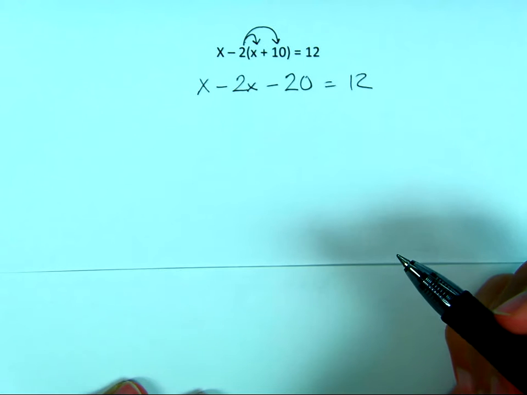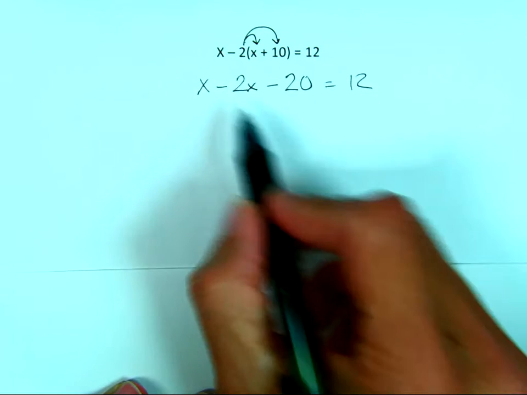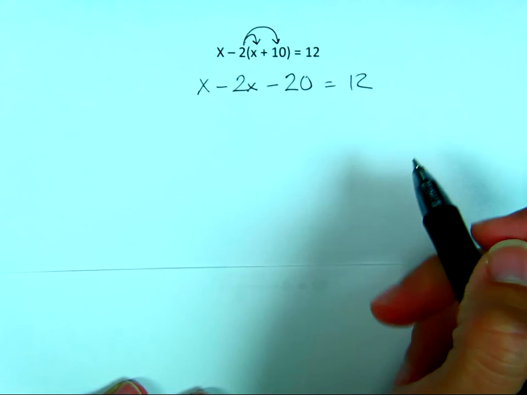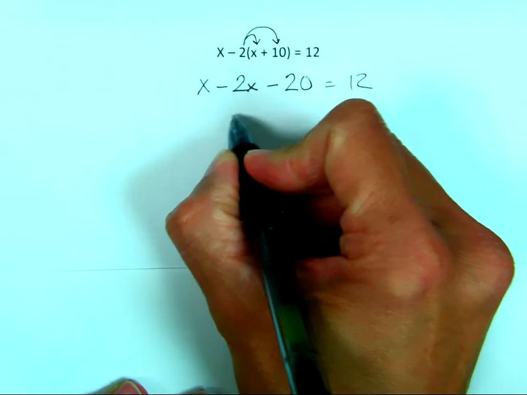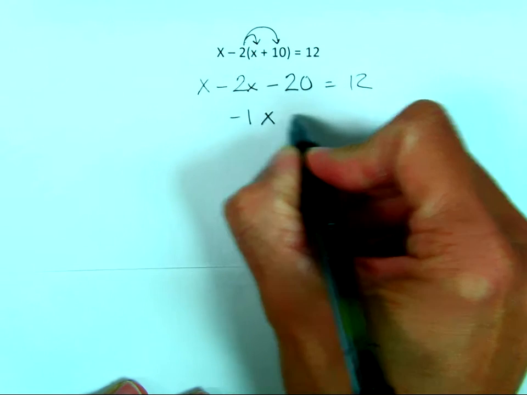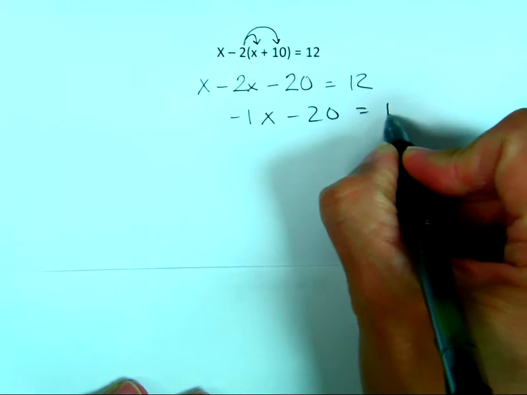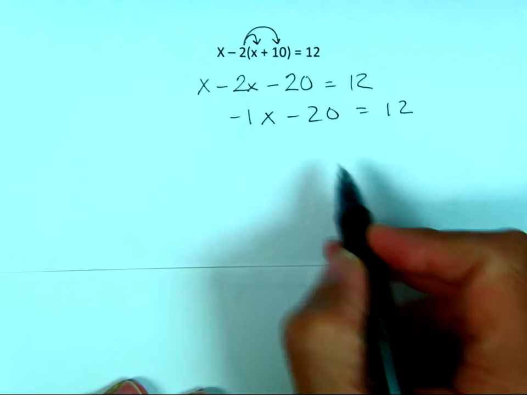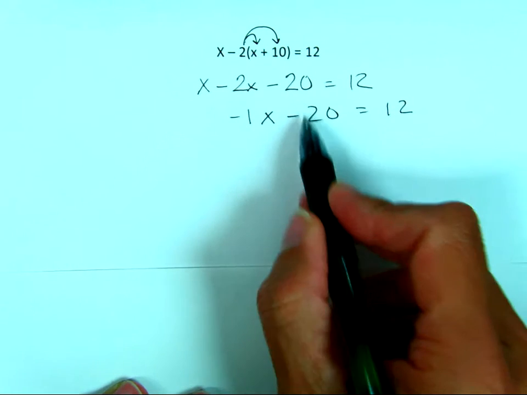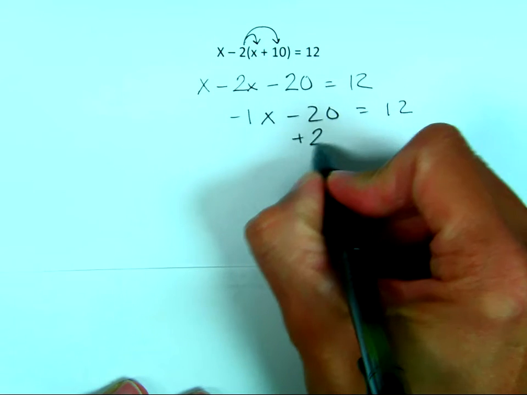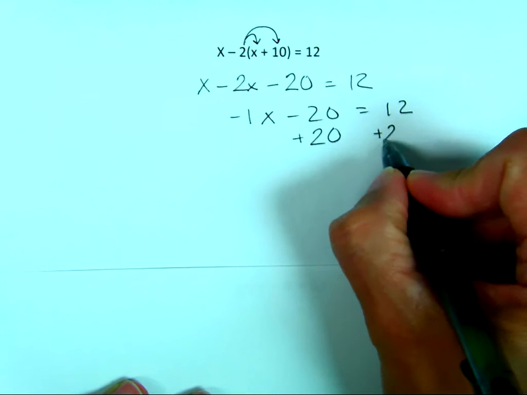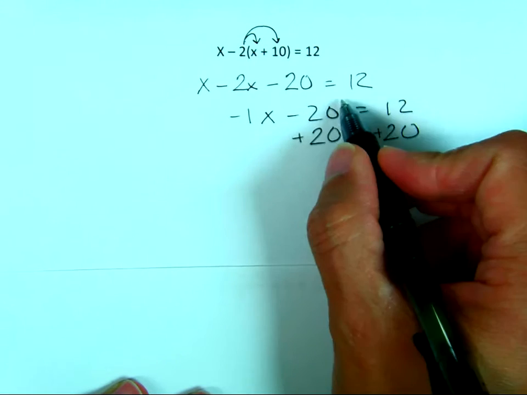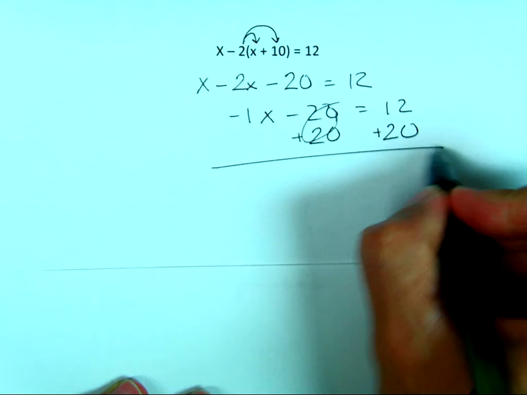Now we're going to combine like terms because we want x's on one side, numbers on the other side. So we're going to combine these. And 1x minus 2x is a -x. And now, since we have all the x's combined, we're going to move our numbers to the other side. So we're going to do the inverse operation. Since it said -20, we're going to add 20 because 20 minus 20 gets me a 0. So it kind of goes away.